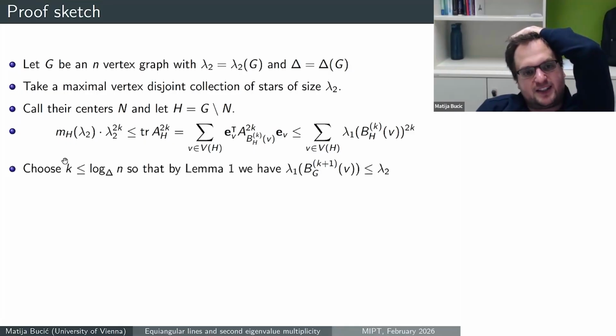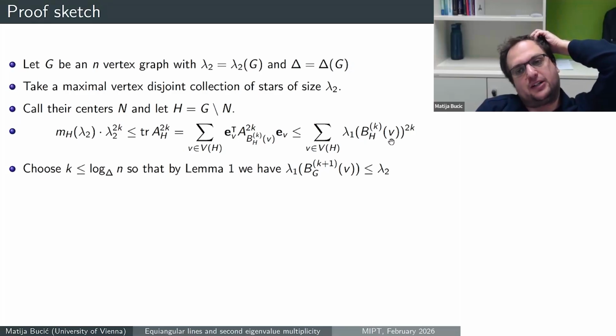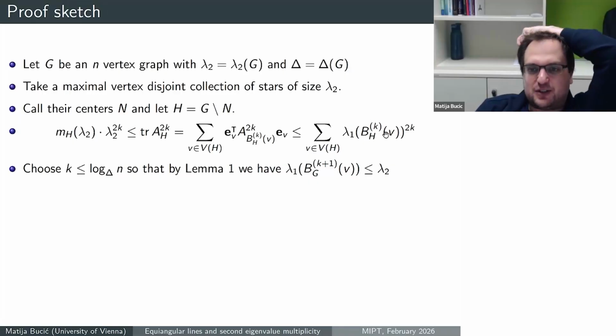So if we pick this k to be small enough so that we can guarantee that this ball is small enough, then lemma 1 will tell you that actually this is at most lambda 2. Right? Lemma 1 says that any small subgraph needs to have its largest eigenvalue at most lambda 2. Unfortunately, it doesn't tell you it's a bit smaller than lambda 2, because the lambda 2 bound here is stupid. Well, what it gives you is n times lambda 2 to the 2k, so you get an n bound on the multiplicity, which is trivial and gives you nothing.